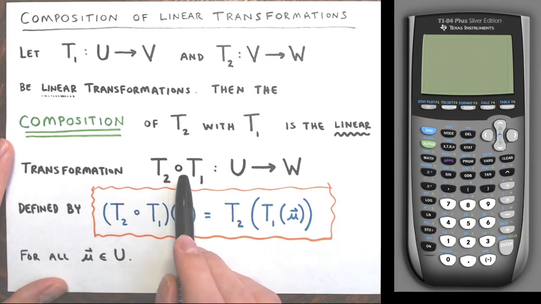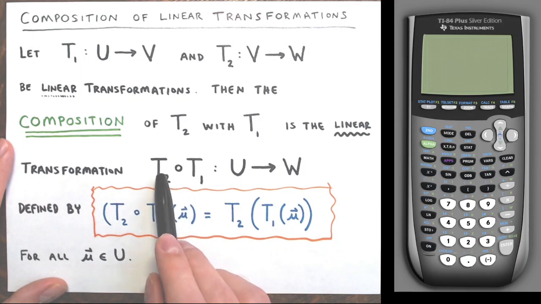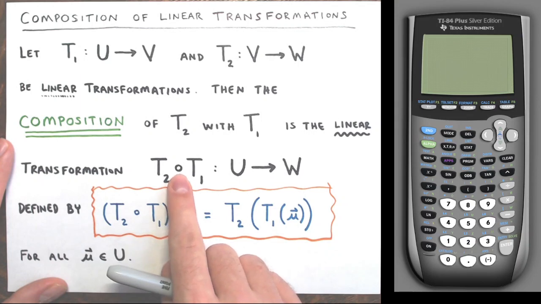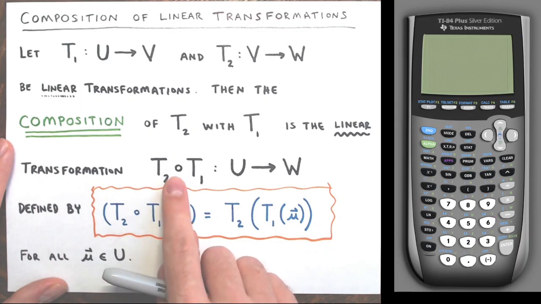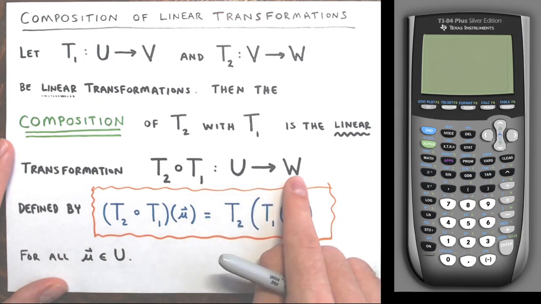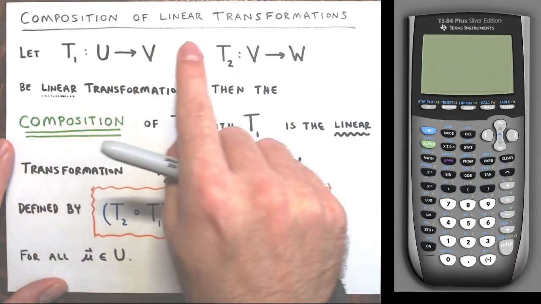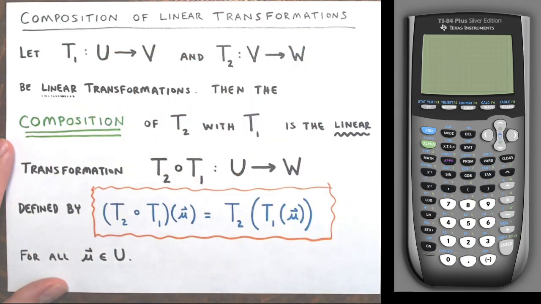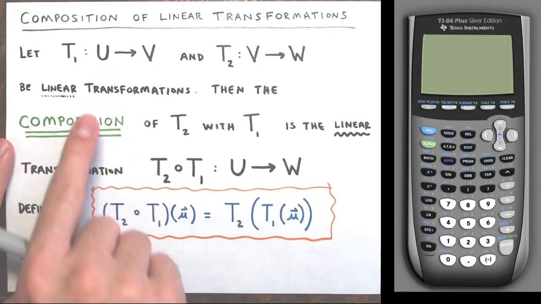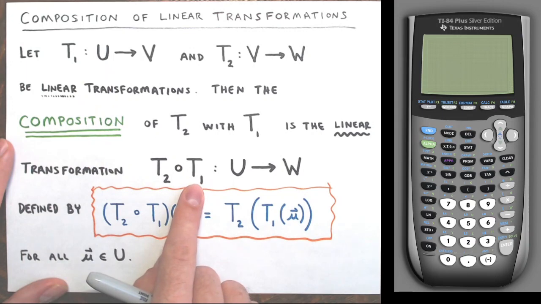Just like I said back in algebra class, pre-calculus, calculus, when you see this little circle symbol between two transformation names or function names, it means you're doing composition. So T2 composed with T1 would have a domain of U and a codomain of W. And that's the same U and W as up top here. Because what's going to be happening is we're going to start off with a vector from U, and we're going to go through transformation T1 first, the right one here, T1.